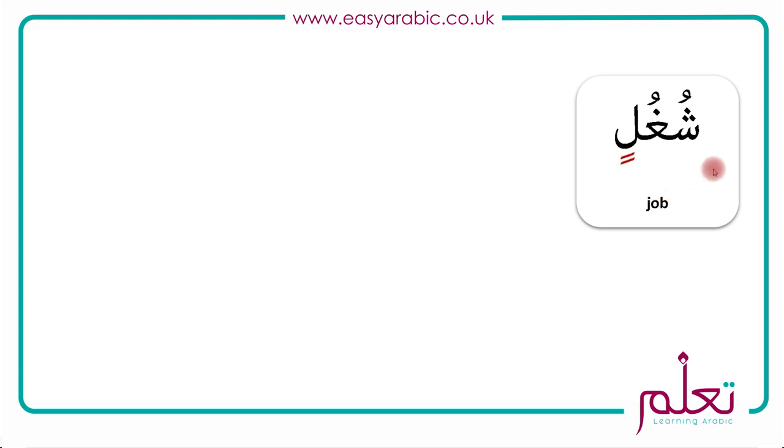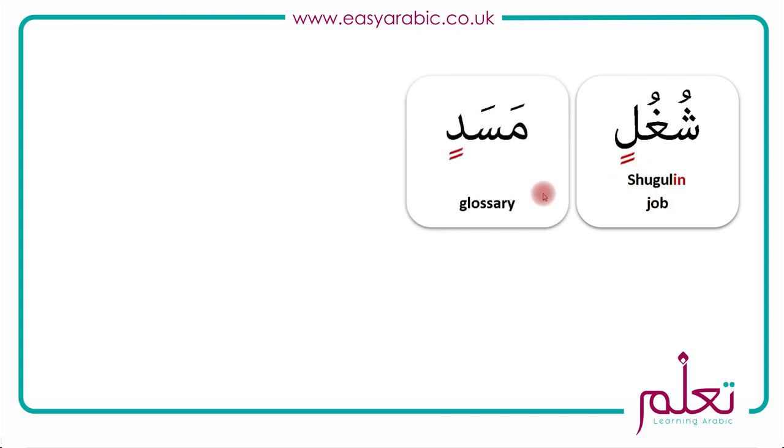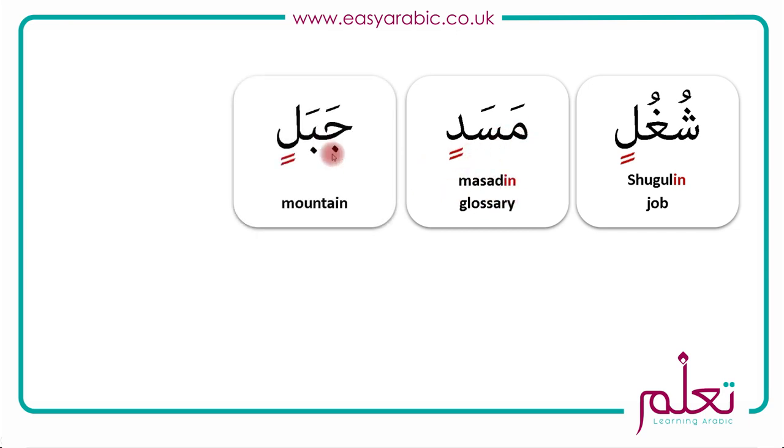Okay, let's look at some examples. So again, same as before, what I'd like you to do is try and read this out before I say it, okay? So the first one is Shin with the Dhamma is Shu, Ghain with the Dhamma is Shughu, Lam with the Kasratain is Shughulin, Shughulin, okay, which is job. Next one is Mim with the Fatha, Sin with the Fatha, Masa, and Dal with the Kasratain, Masadin, which is glossary. Next one is Jim with the Fatha, Ja, Ba with the Fatha, Jaba, Lam with the Kasratain, Jabalin, Jabalin.